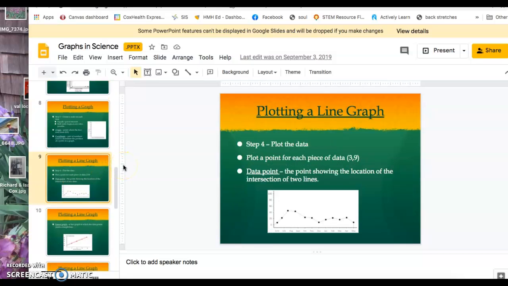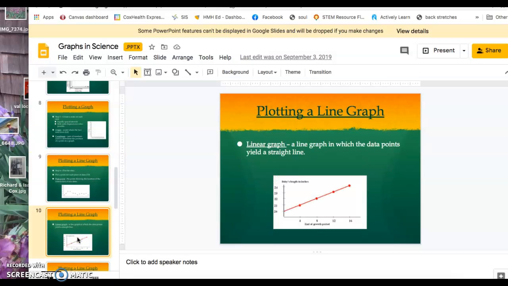Okay, then you plot. Plot a point for each piece of data, like 3 and 9. Make sure you do the right one. Is 3 the independent? Make sure you go over for 3 then. If 9 is the dependent, go up for 9. And that is what a data point is, the point showing the location of the intersection of two lines.